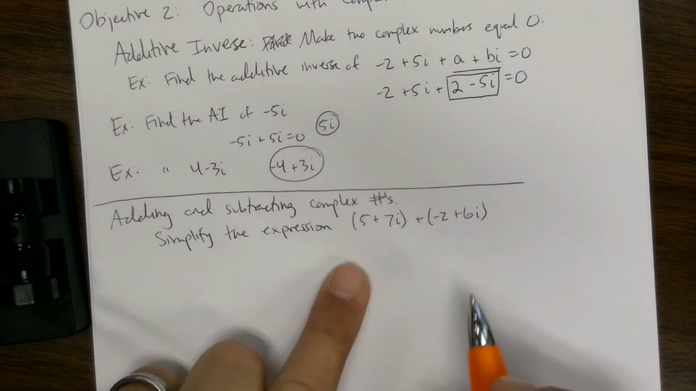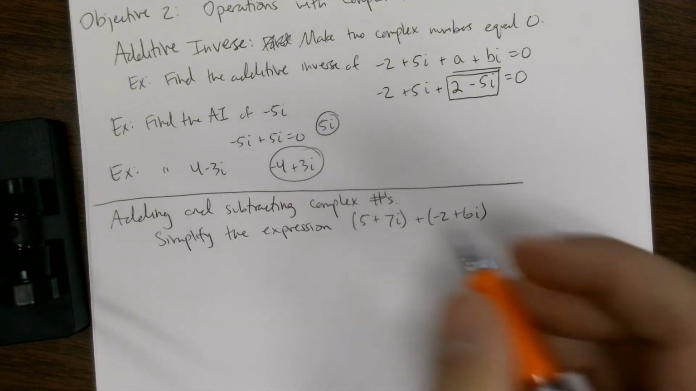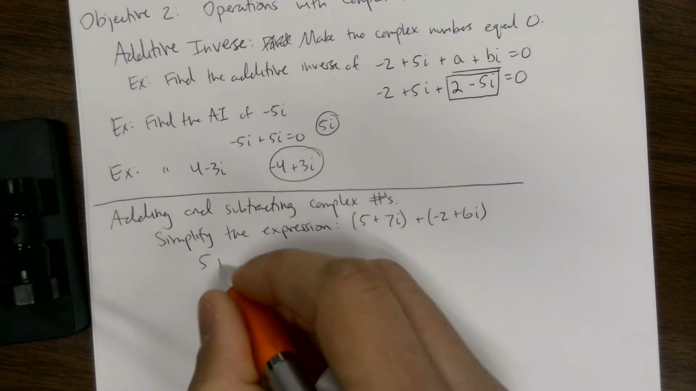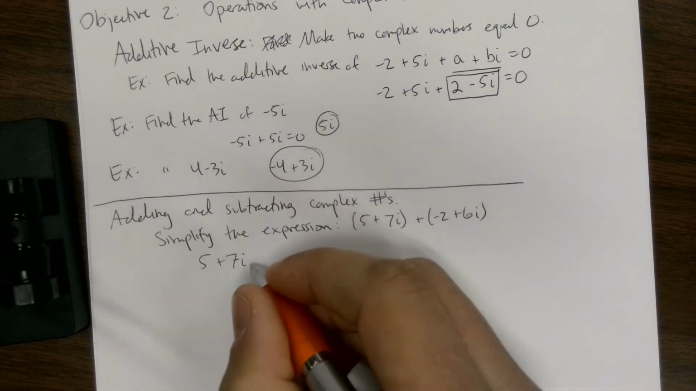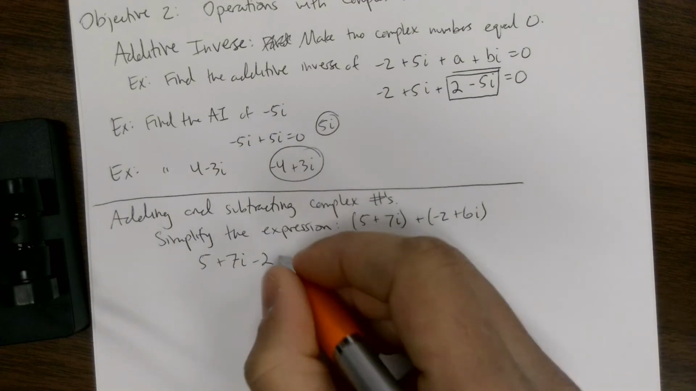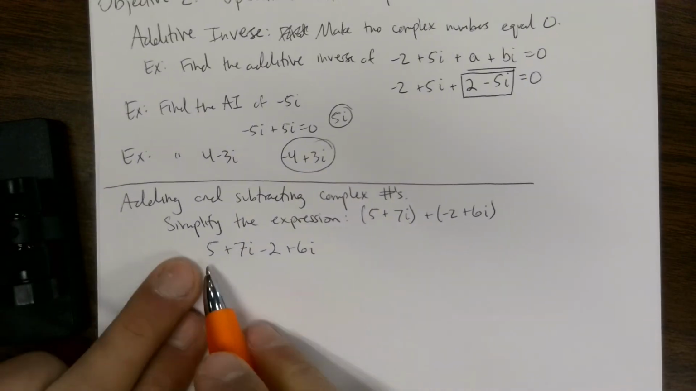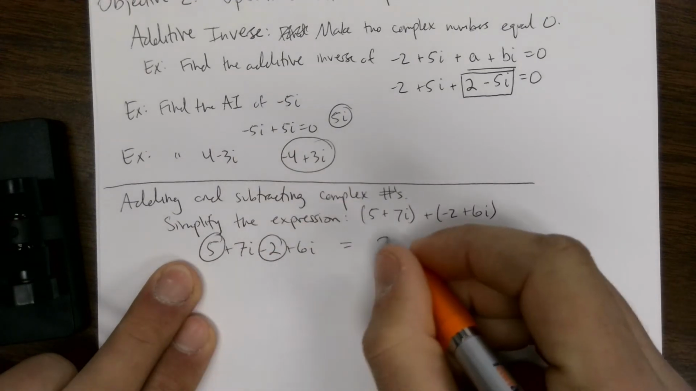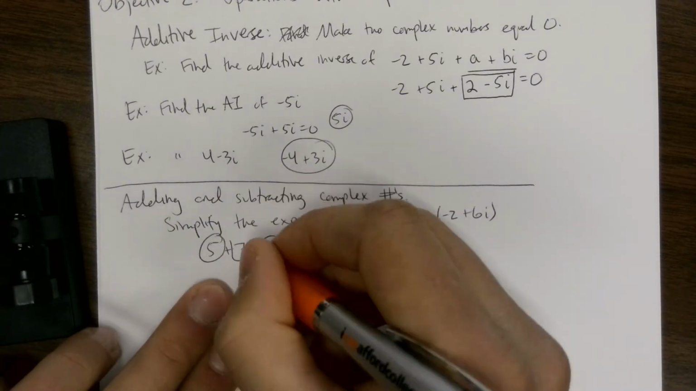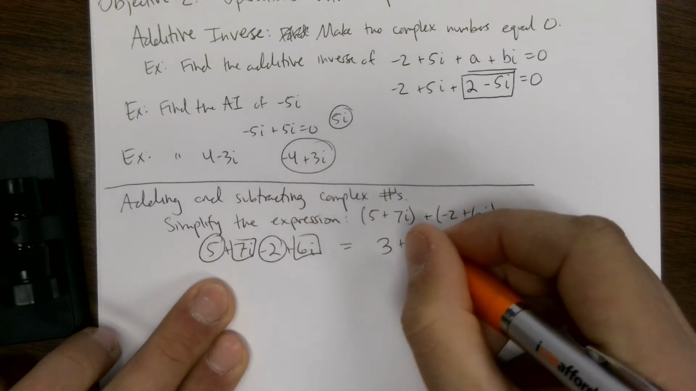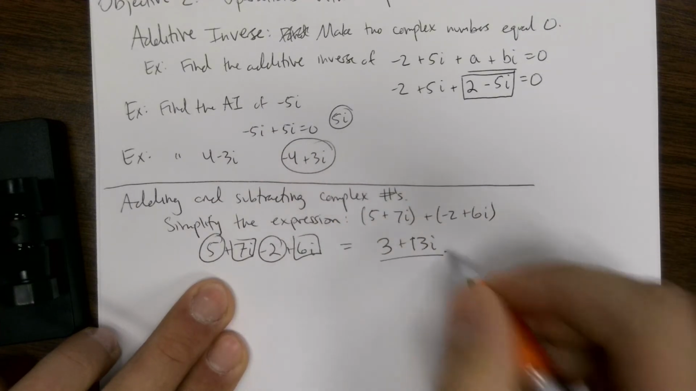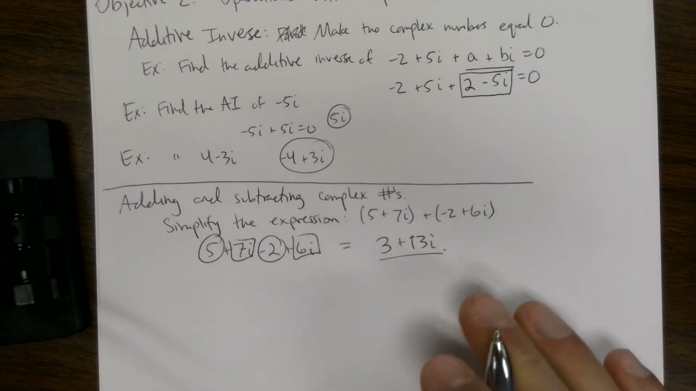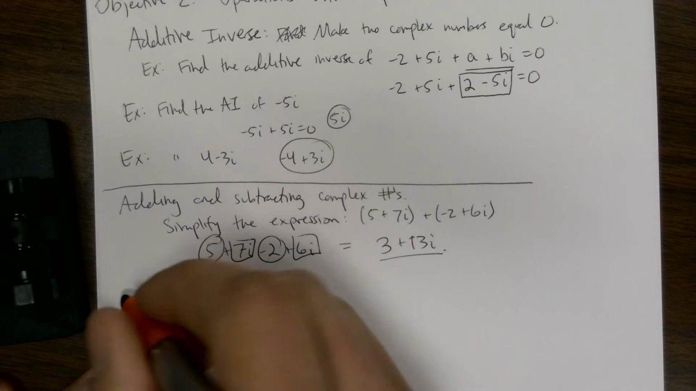I'm going to add these so I can get rid of these parentheses here. So this becomes 5 plus 7i minus 2 plus 6i. Well, we're going to combine like terms. 5 minus 2 is 3. And then 7i plus 6i is 13i. Just like that. I'm really only just going to do the one example on this one. It's just combining like terms.